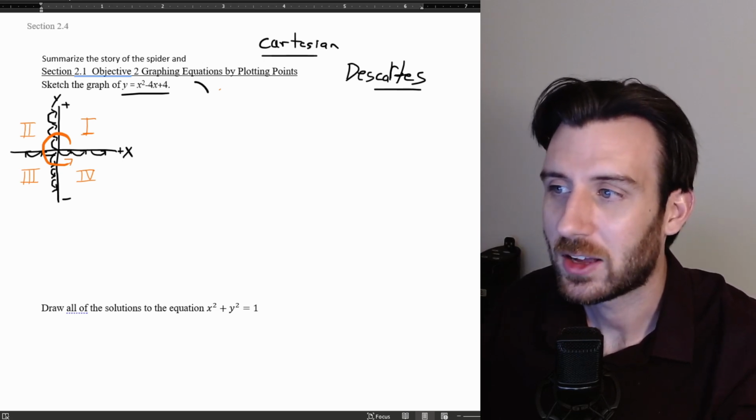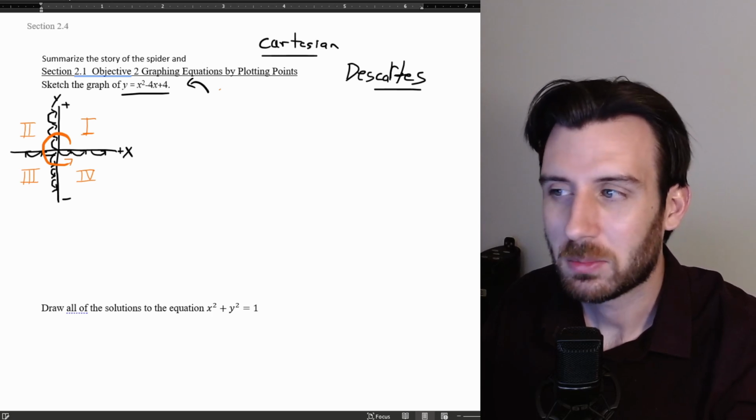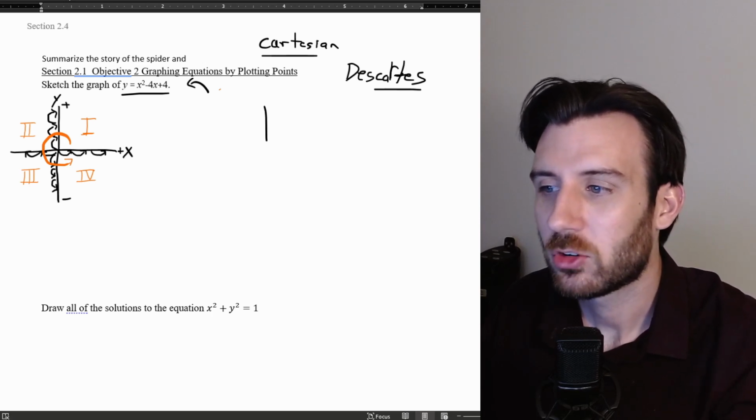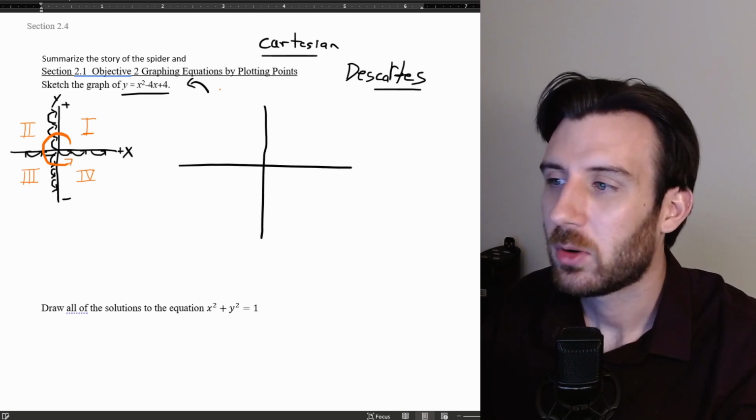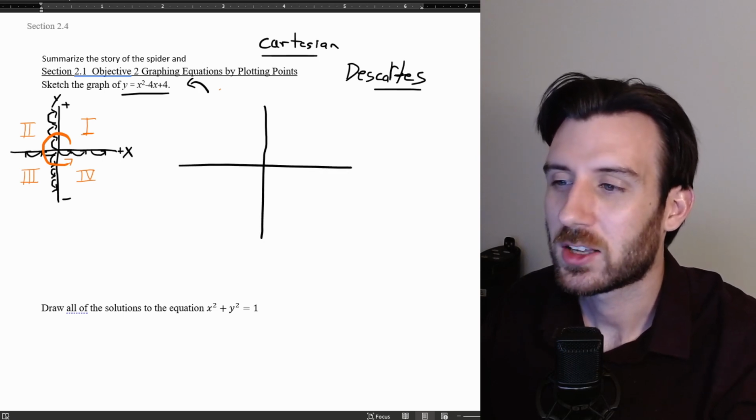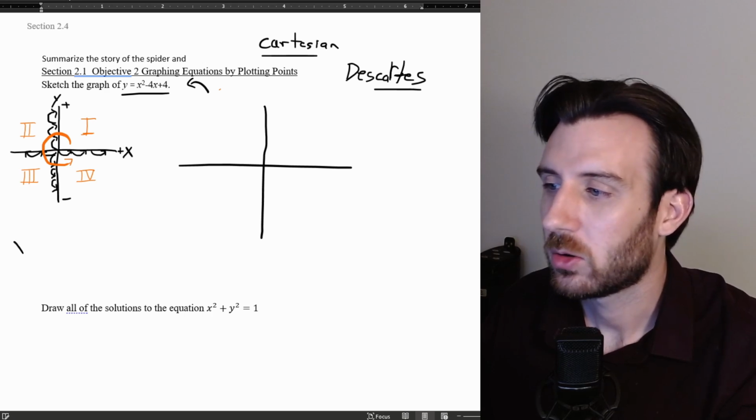Let's see if we can get into the actual playing around. What is the shape of this graph? Well, if I was to draw my coordinate plane, my Cartesian coordinates here, I would ask myself, what happens if I put in an x value of 1? And so we could do a little bit of work here.